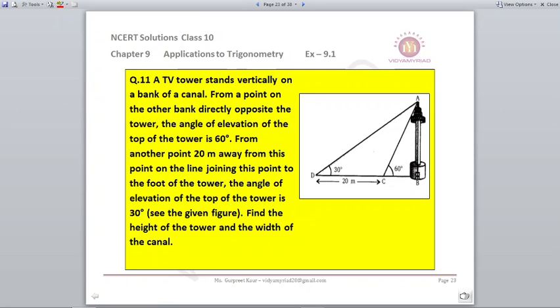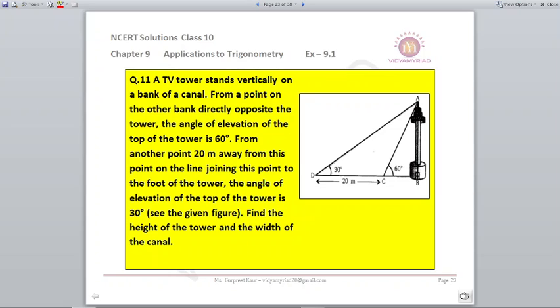Question 11. A TV tower stands vertically on a bank of a canal. So if you see the diagram, CB here is the canal, and on the bank B there is a TV tower. From a point on the other bank directly opposite the tower, the angle of elevation of the top of the tower is 60 degrees. That is, on the opposite side is point C. From there we are forming 60 degrees to the top of the tower.